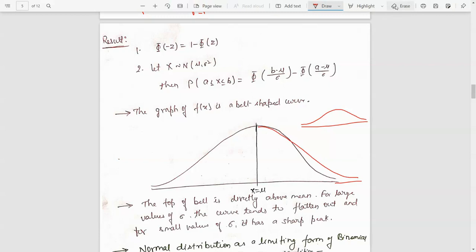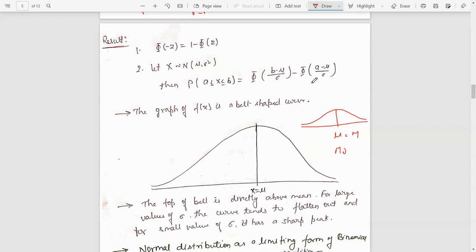Okay, so this particular graph is the graph of the standard normal distribution, and it has some properties associated with it. The topmost point is the mean of this normal distribution. If it's a normal distribution, then the mean, median, and mode coincide at the same place.